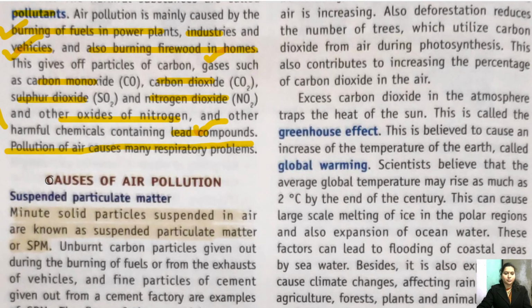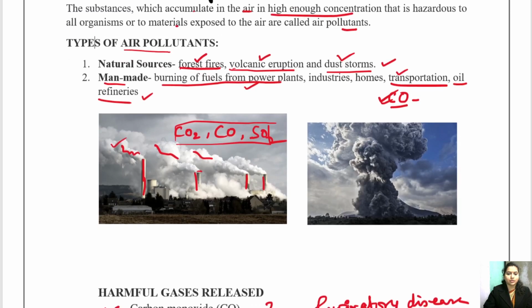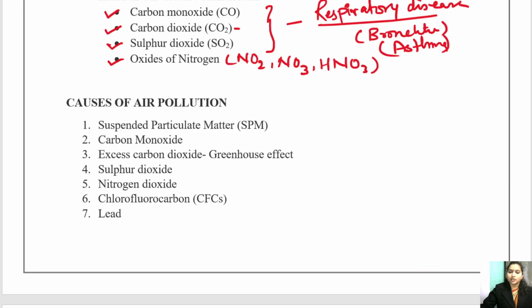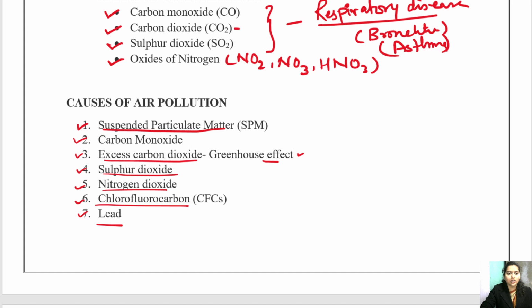Now we'll start with the next topic, that is causes of air pollution. What are the main causes of air pollution? That is important. Air pollution can be caused by several things. First is suspended particulate matter. Second, carbon monoxide. Third, excess carbon dioxide, which causes the greenhouse effect. We'll discuss this. Then sulfur dioxide, nitrogen dioxide, and also different oxides of nitrogen. Then chlorofluorocarbons, that is CFCs. Then lead. So these are the main causes of air pollution. Let's discuss them one by one.